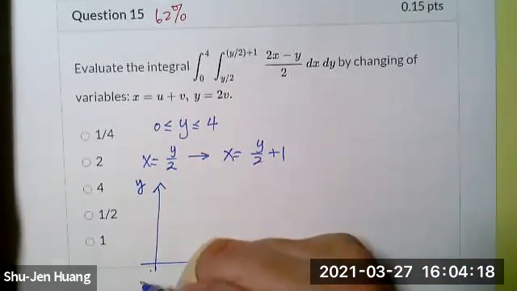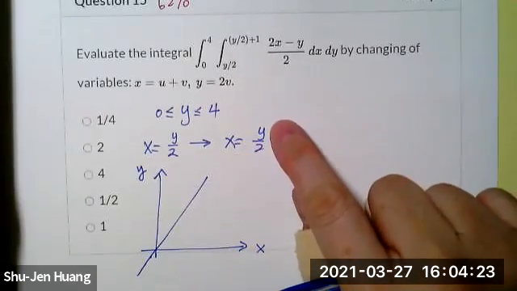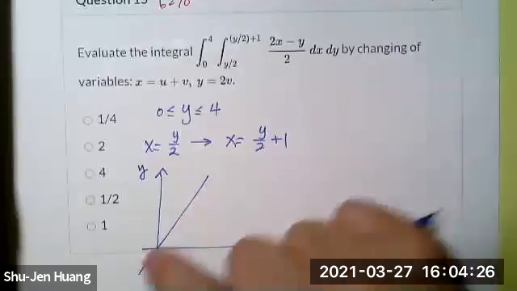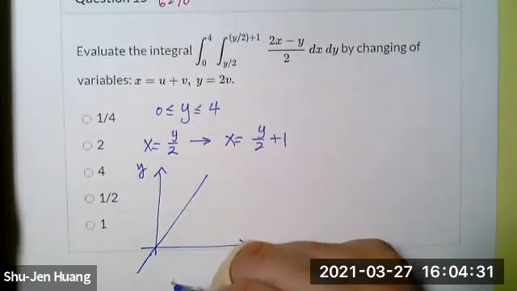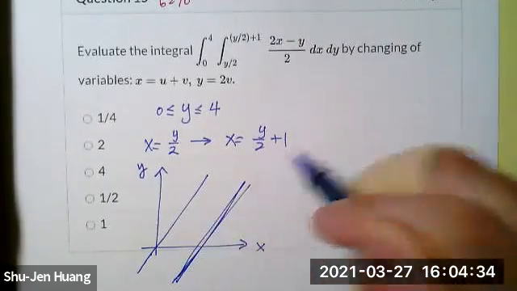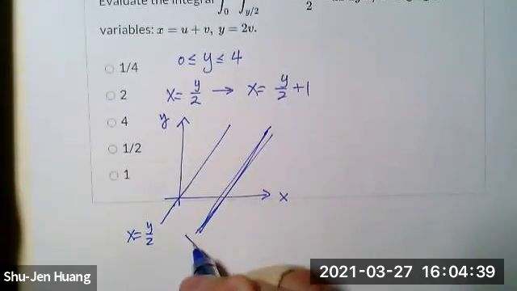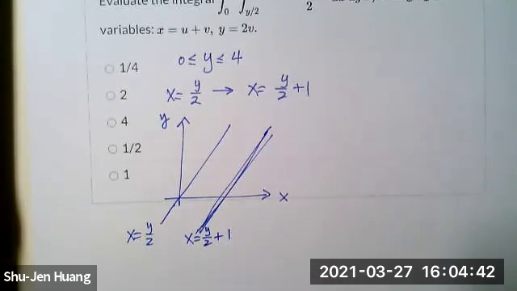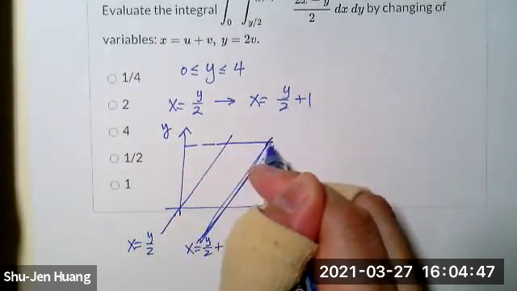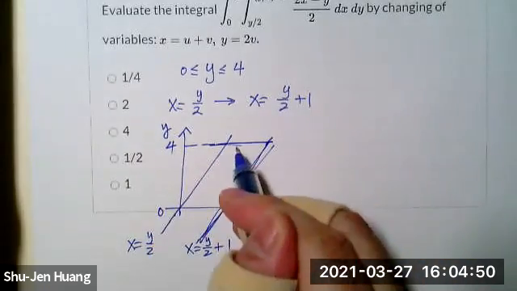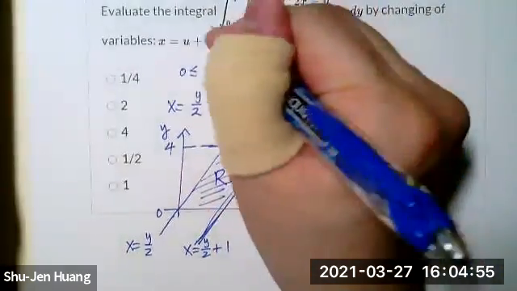y equals 2x is a line through the origin. And x equals y over 2, and x equals y over 2 plus 1 is another line here. They are parallel. So this is x equals y over 2, and this is x equals y over 2 plus 1, and y is between 0 and 4. So this is the region we consider here. This is the region R.